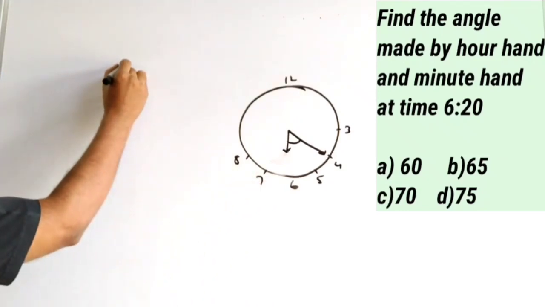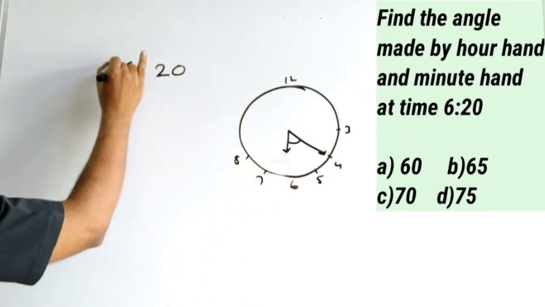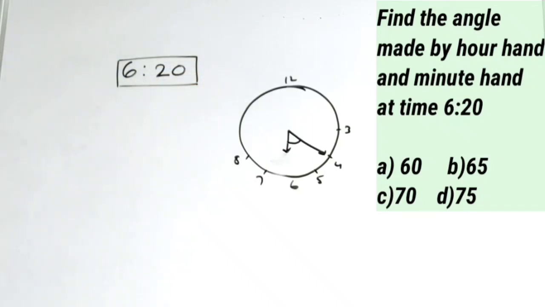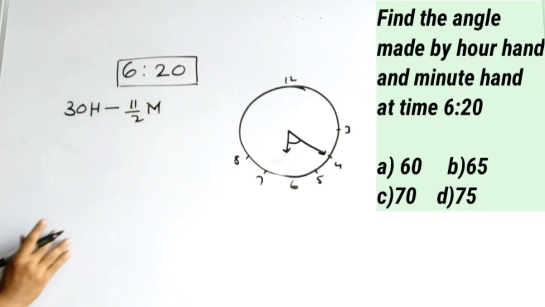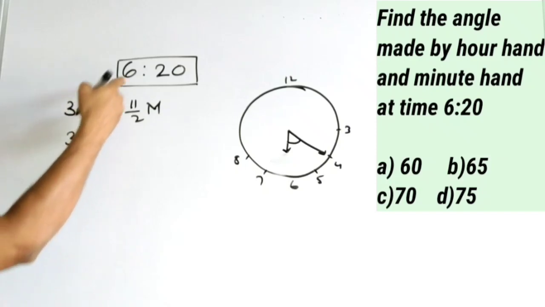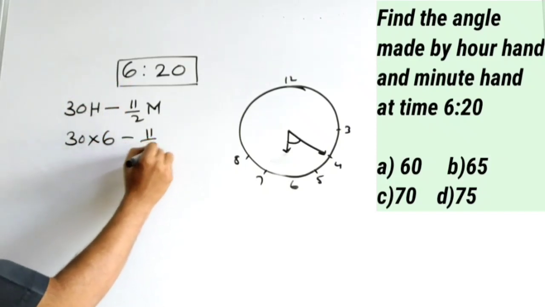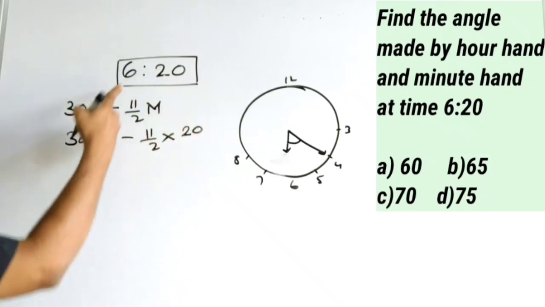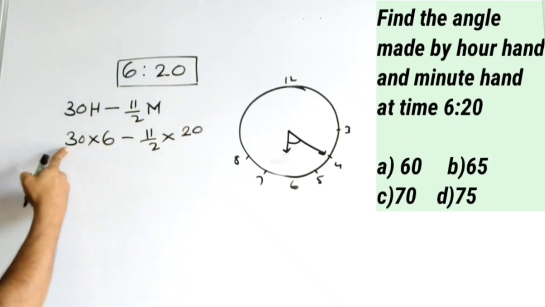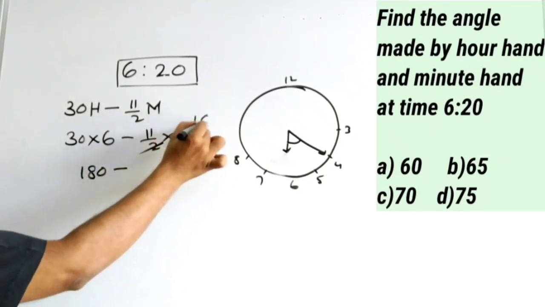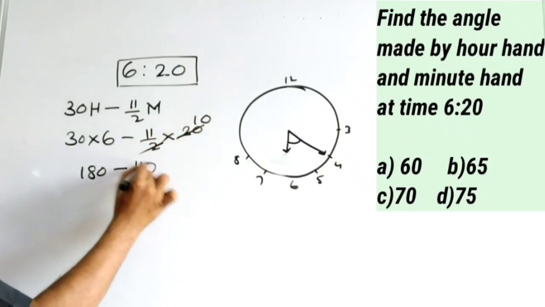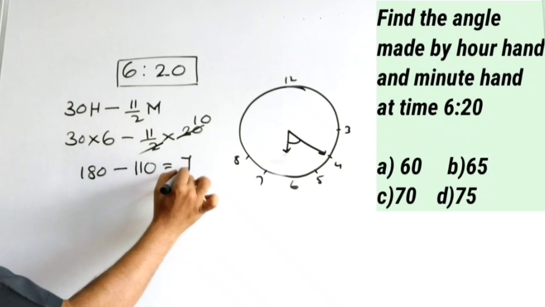Here, what is the time? 6:20. I told you we can use either the formula method or the concept building exercise. The formula method is 30h minus 11 by 2m. So put the values: h is 6, minus 11 by 2 into m, and m is 20. So 30 into 6 is 180, minus, you can cut this 2 and this 20, 10 times 11 is 110. So 180 minus 110, you get the answer 70 degrees.